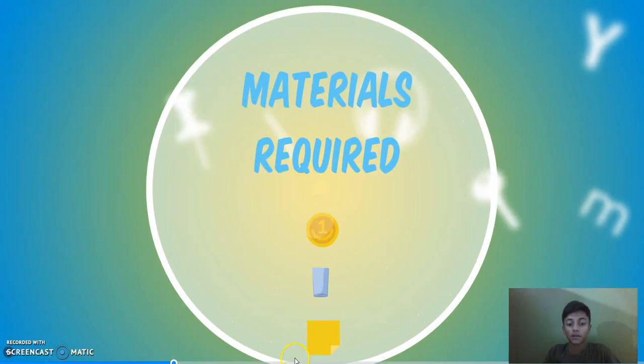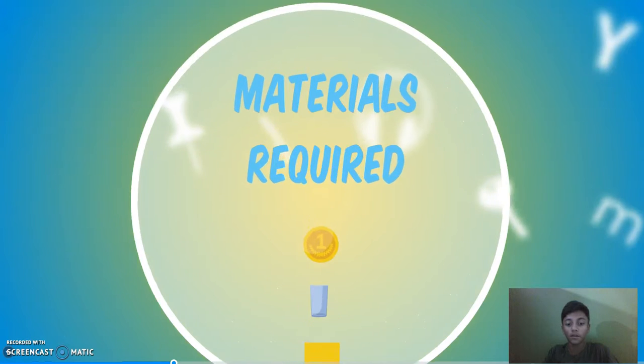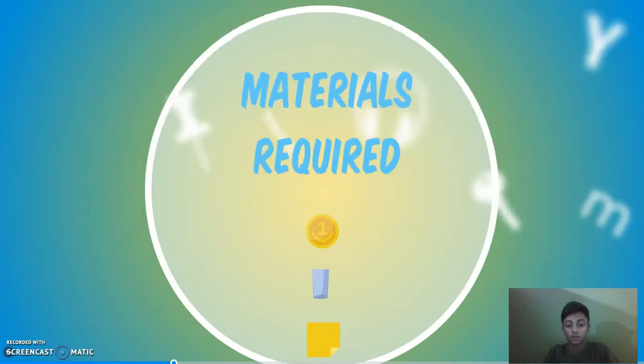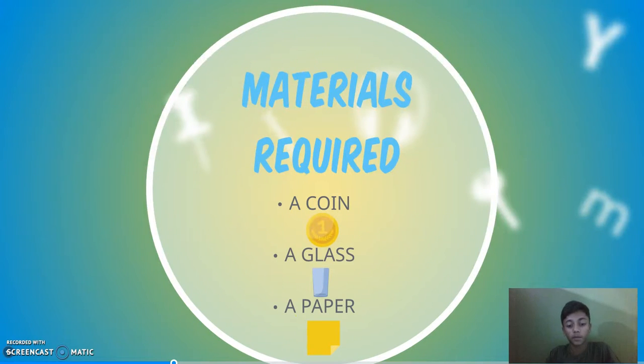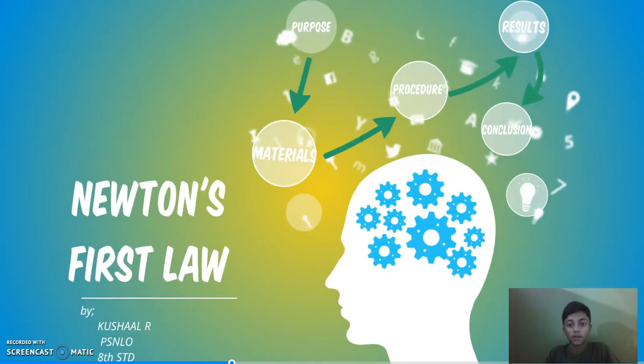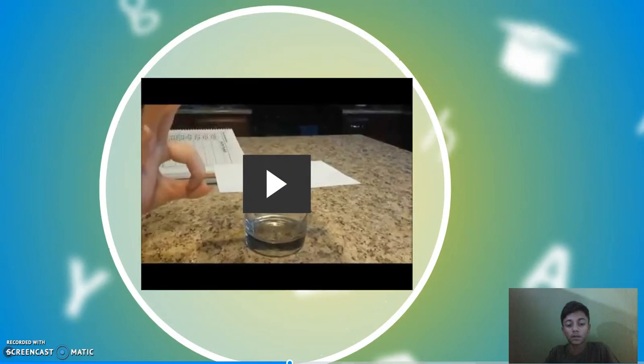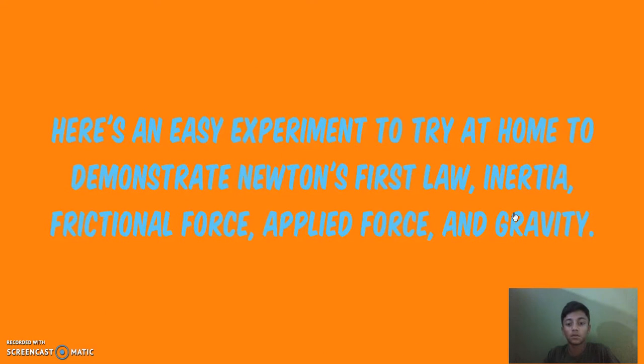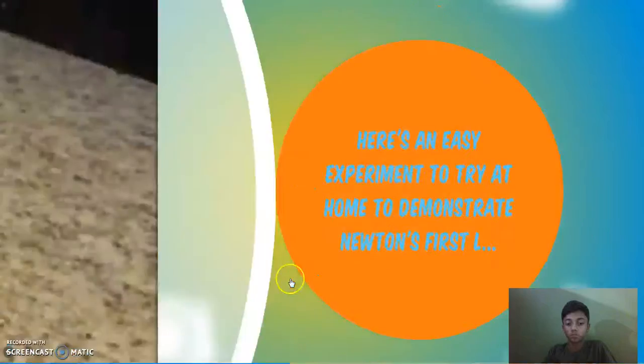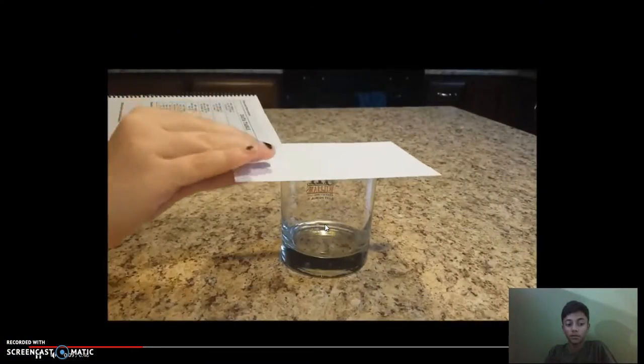And the materials required are a coin, a glass and a paper. Then the procedure is like this. This experiment is to demonstrate Newton's first law, the law of inertia. Frictional force, applied force and gravity. So here's the video.